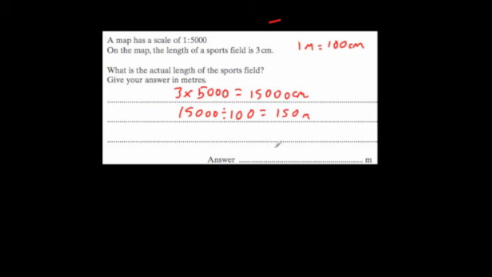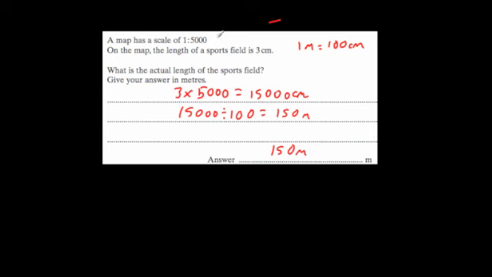So it says here, on the map, the length of a sports field is 3 centimetres. So let's convert that into real life, into the real size. So it says, what is the actual length of the sports field? So because 1 centimetre on the map is 5000 in real life, we need to times the 3 centimetres by 5000. So we're going to do 3 times 5000, and 3 times 5000 would be 15,000 centimetres. Now it wants the answer in metres. Remember, 1 metre is equal to 100 centimetres. That means we want to divide this by 100 to convert it into metres. So we would do 15,000 divided by 100, and that would be 150. So that's 150 metres. So that's a typical exam question where you'd have to deal with a scale.